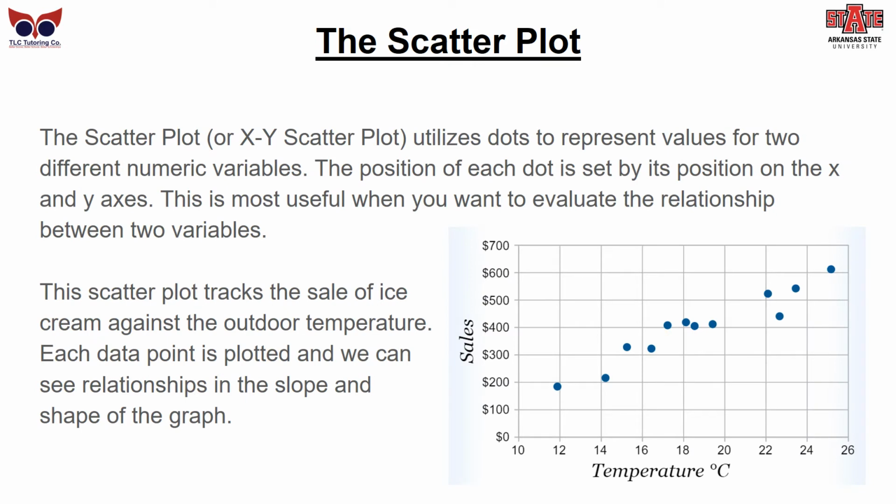A scatter plot, or an XY scatter plot, uses dots to represent values for 2 different numeric variables. The position of each dot is set by its position on the X and Y axes. This is useful when you want to evaluate the relationship between 2 variables. This scatter plot is tracking the sale of ice cream against the outdoor temperature. Each data point is plotted and we can see relationships in the slope compared to the shape of the graph. As you can see, as the temperature is going up, the sales of ice cream are going up. So this makes it very easy to see how they relate to each other.